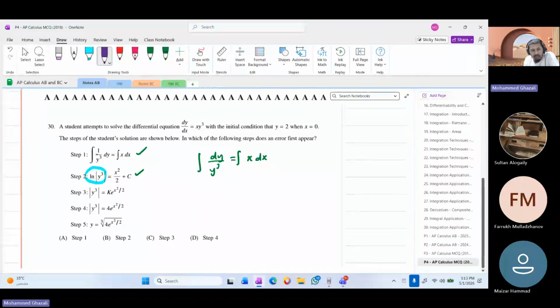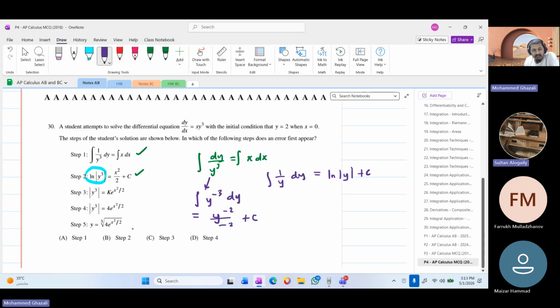Because the integral of 1 over y cubed is not ln y cubed, okay? The integral of 1 over y dy is ln absolute value of y plus c. The integral of this is the integral of y to the power negative 3 dy, which equals y to the power negative 2 over negative 2 plus c. So that's step 2 is wrong.